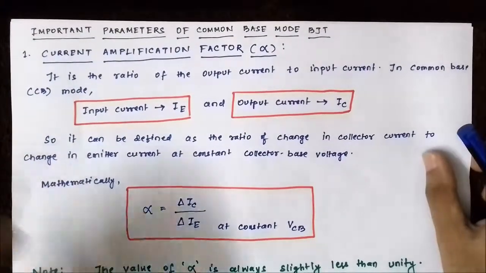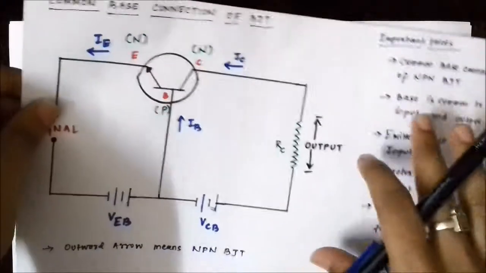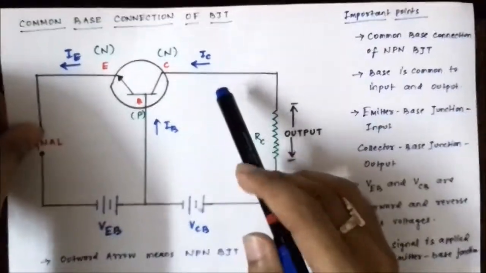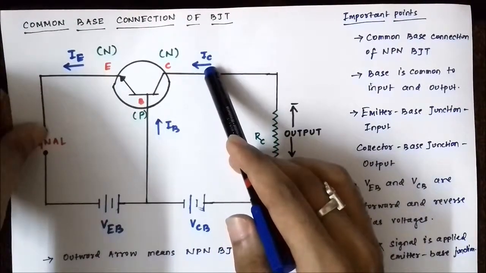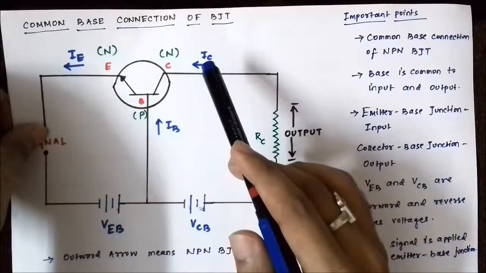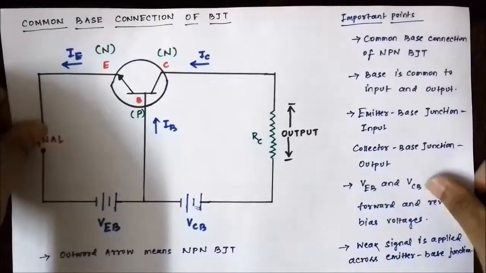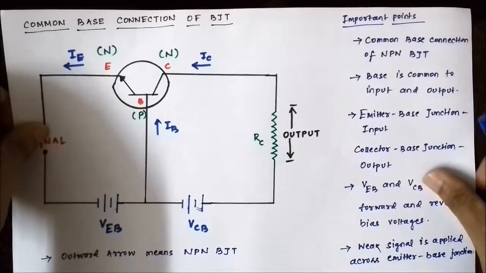Now in the common base configuration of BJT, another important thing is that the output current here is the collector current, and the input current is the emitter current. Okay, collector current IC is the output current, and emitter current IE is the input current.